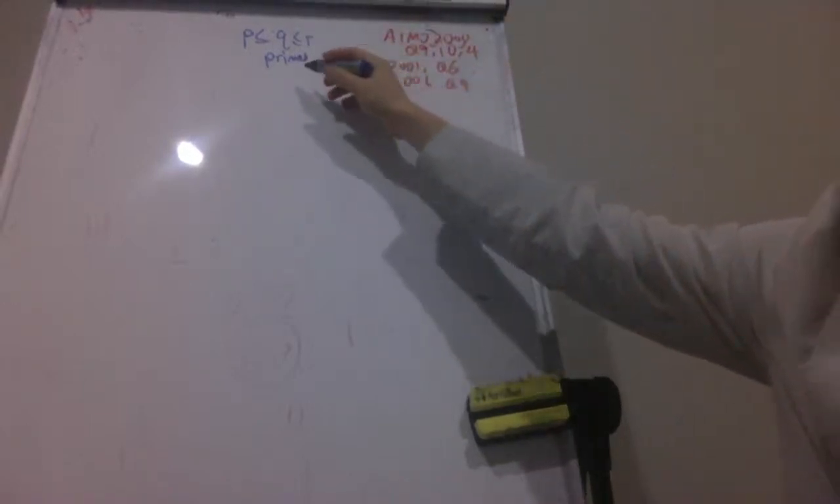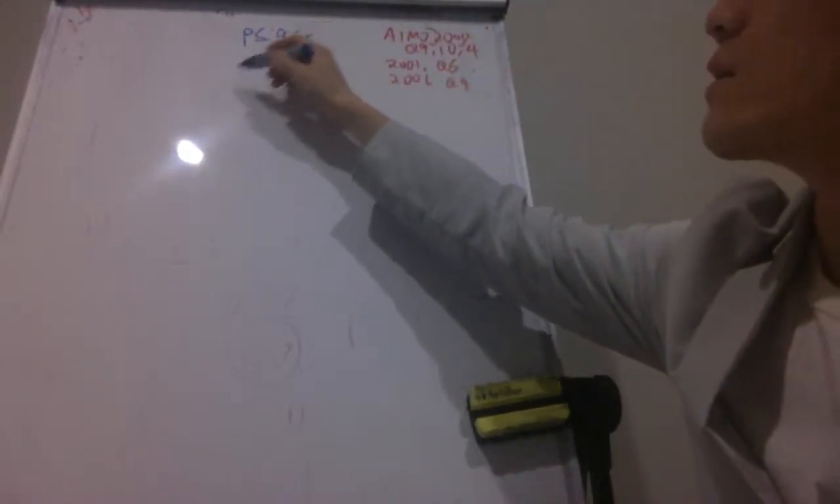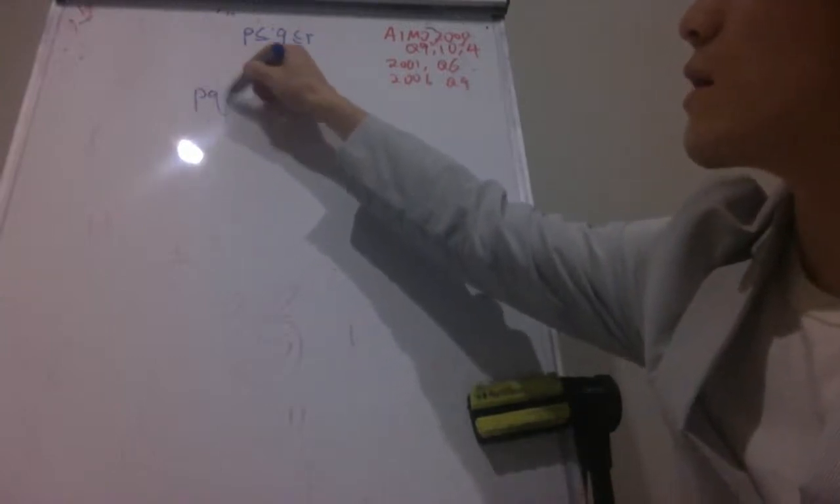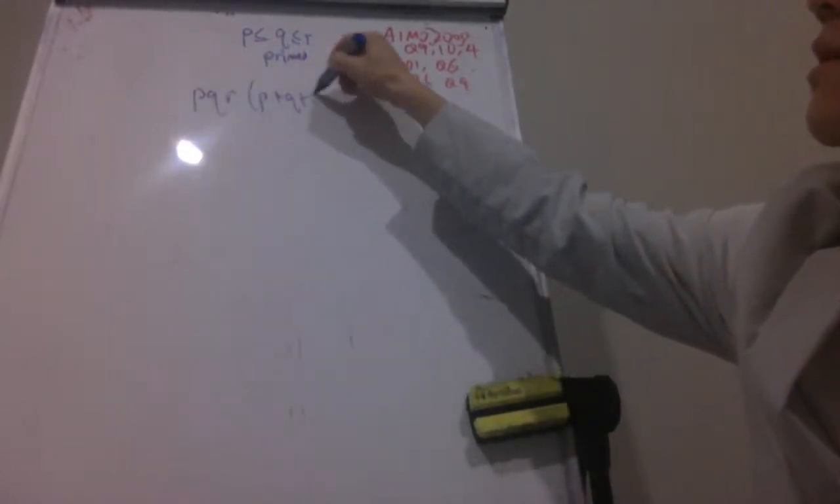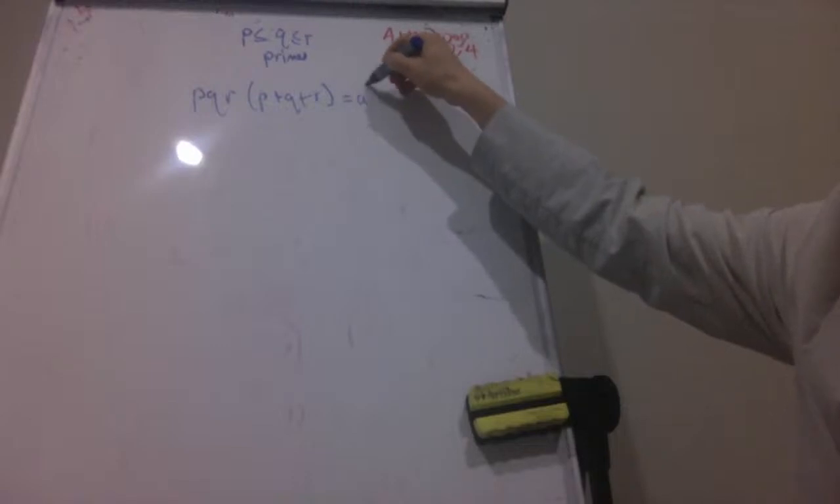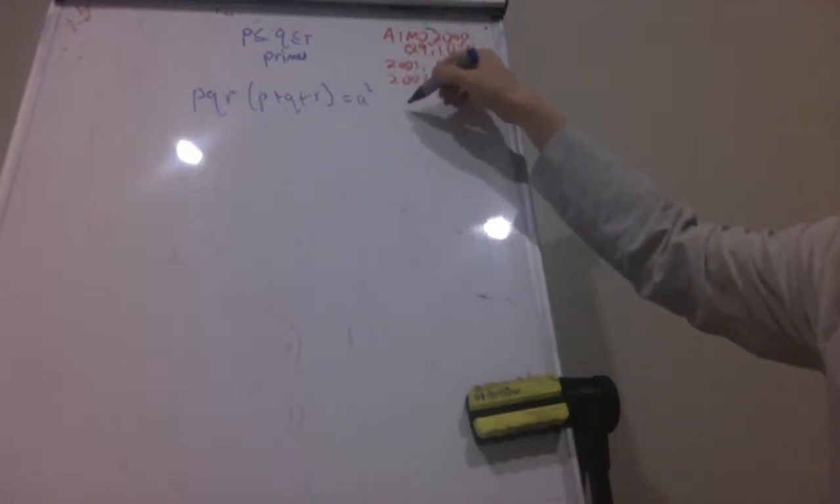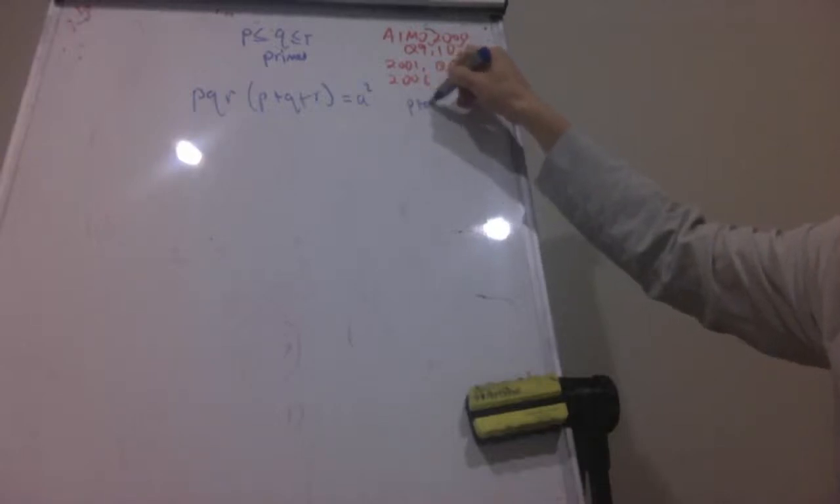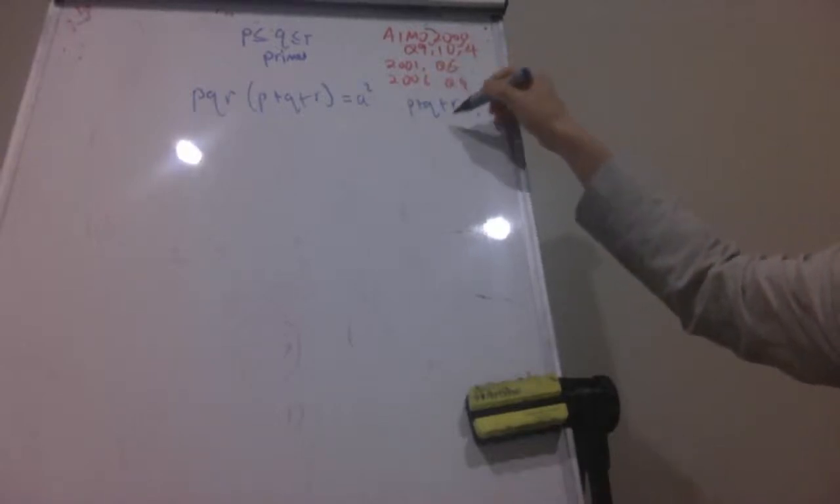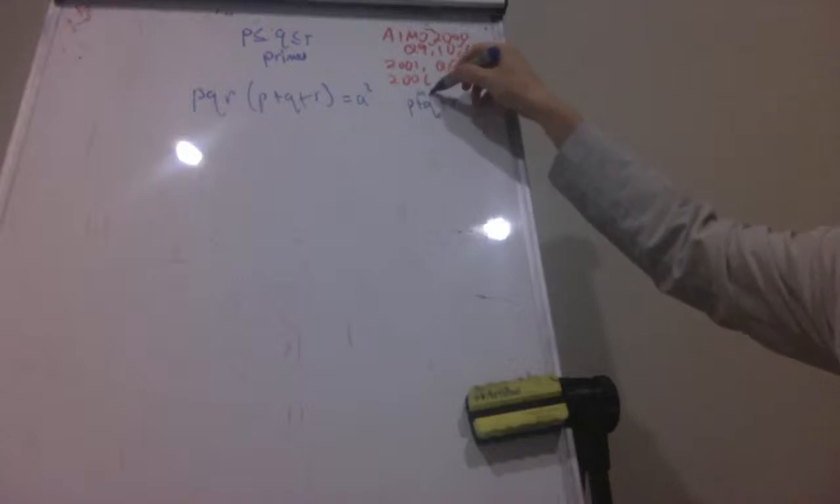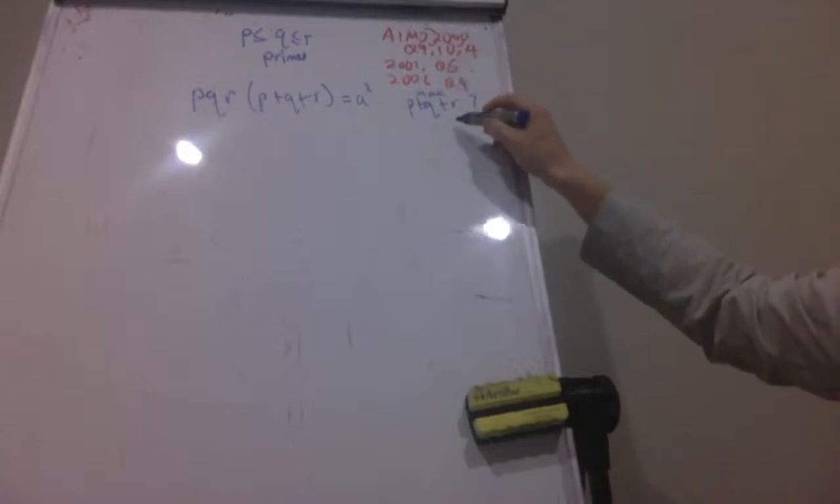And we want to find the PQR times P plus Q plus R. It's a perfect square, yeah. And we want to find the biggest value of P plus Q plus R. Okay, so I haven't quite gotten this answer, but I can tell you basically how to get to the answer.